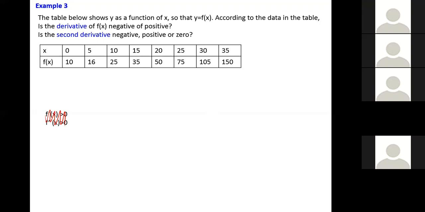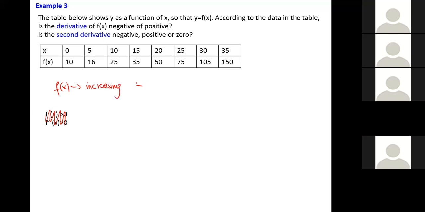Okay, that means first of all what I see is the equal distance between x values: 5, 10, 15, 20. That's good. Then I can focus on the values. And now, first of all, do you think the function is increasing or decreasing? Because the values are 10, and then 16, 25, 35, 50, 75, 100. That means definitely the function is increasing. Yeah, the values are getting bigger.